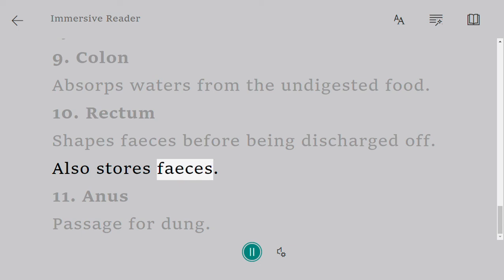Also stores feces. 11. Anus. Passage for dung.